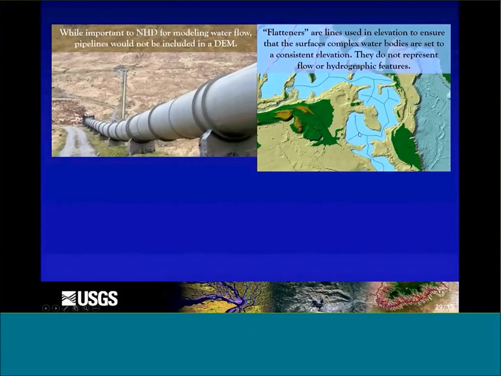These three segments here, here, and this little piece here are there to ensure that when we go to flatten this water body, we can do it consistently. We have to have lines to carry elevations and put them on the bank lines.